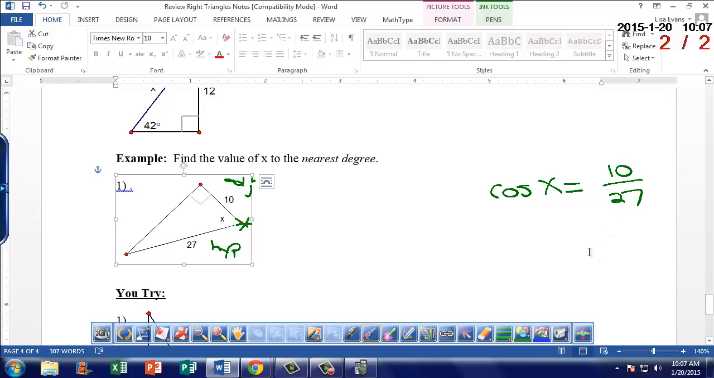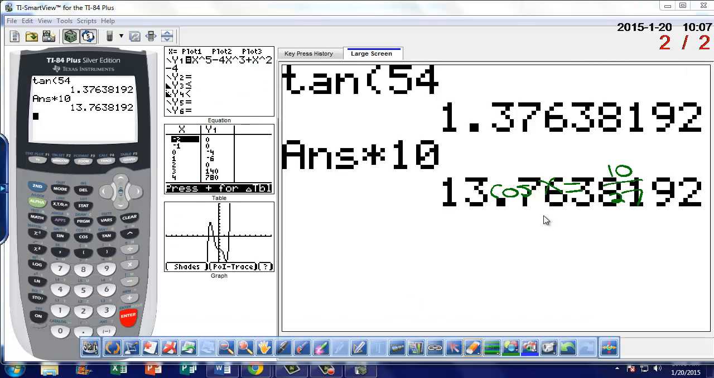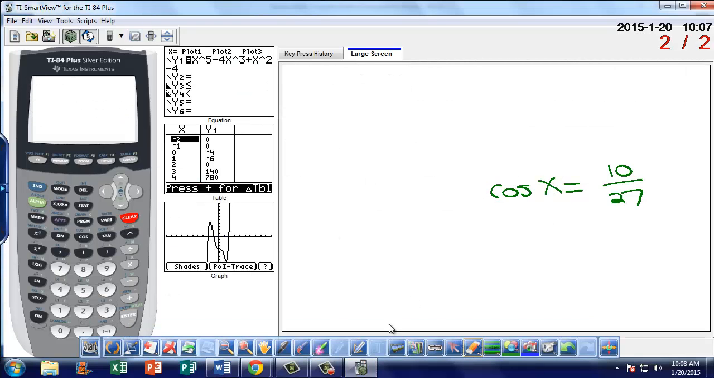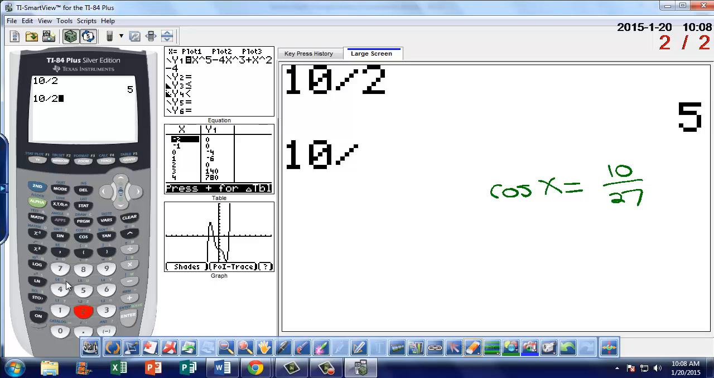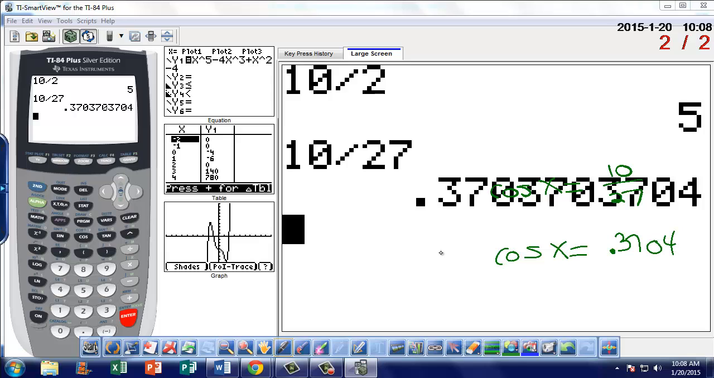Okay, now we're going to work our calculator a little bit differently here. Let me just erase this so I can put it on the calculator and you can see it. Let me clear this. Okay, we're going to go ahead and do 10 divided by 27 first. Again, if possible, keep 3 to 4 decimal places. Okay, we get the cosine of x equals 0.3704.